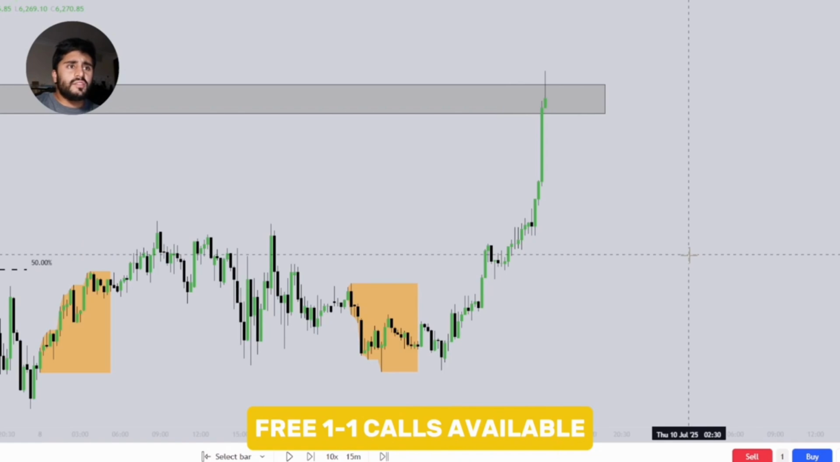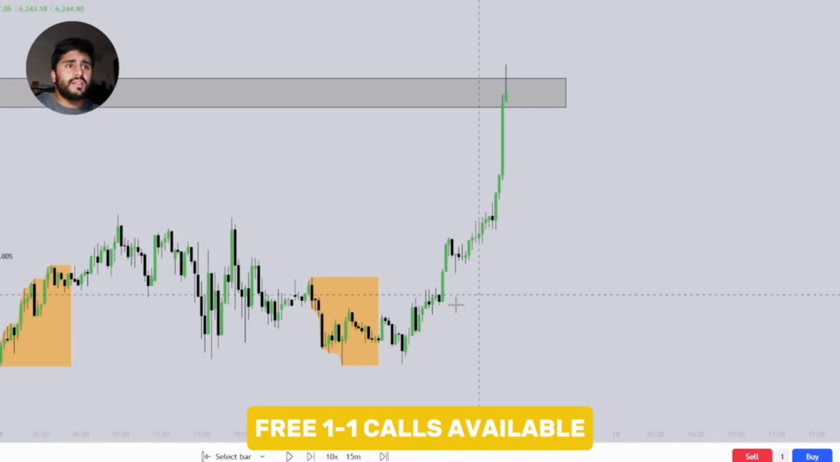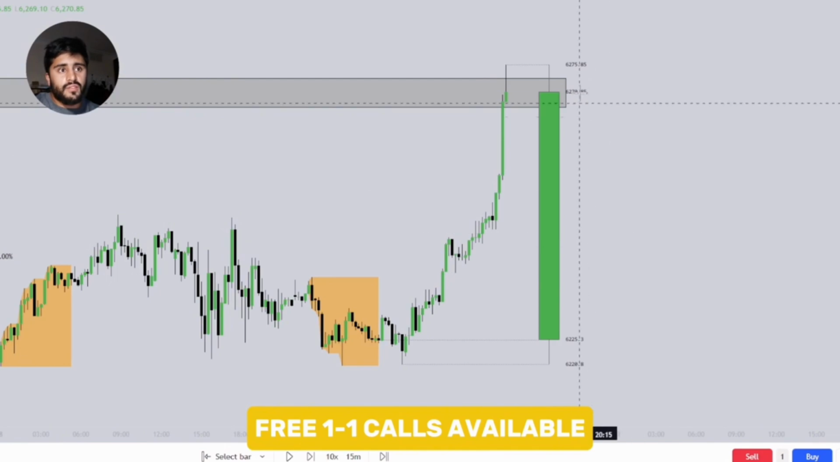So if we just take a look at this 15-minute time frame over here, what we can see is price has rallied up heavily, aggressively bullish, right? So let me just put on another indicator for traders. This is the daily PO3.